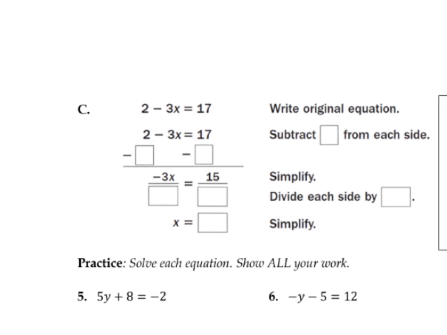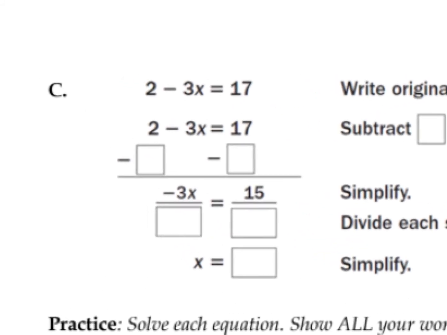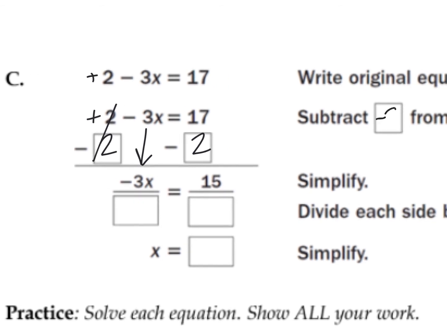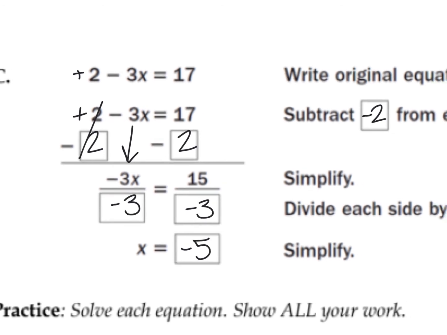In C, we've got 2 minus 3x equals 17. So I have a positive 2 right here. We're going to get rid of the plain number first, so I'm going to subtract 2 on both sides. Bring down the negative 3x, bring down the equals, and 17 minus 2 is 15. So far I have subtracted 2 from both sides. Now I have negative 3x equals 15, so I'm going to divide both sides by negative 3, and I get x equals -5.